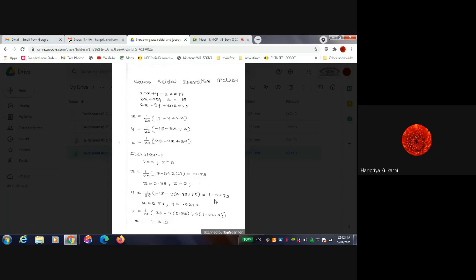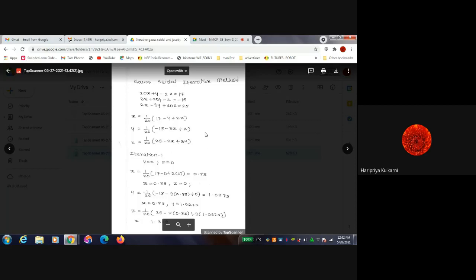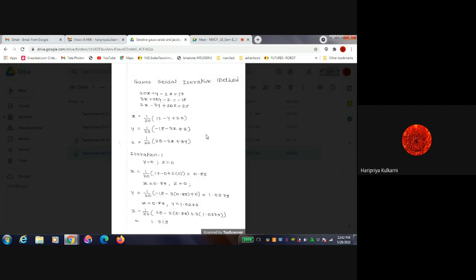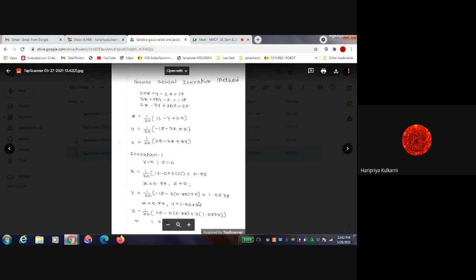Now we have the values of x and y, so we can put these in the equation of z and calculate z. So it is 1 upon 20 in bracket 25 minus 2x plus 3y: minus 2 times the value of x, 0.85, plus 3 times the value of y, 1.0275. You can calculate z, and z is coming as 1.319. I hope you have understood. This was the first iteration.